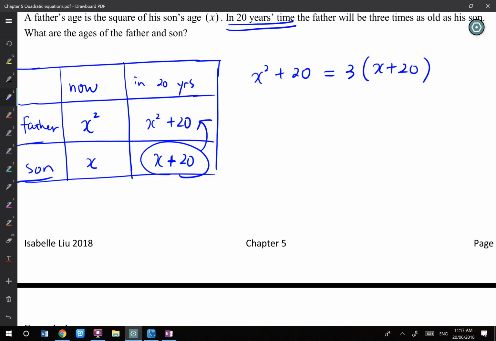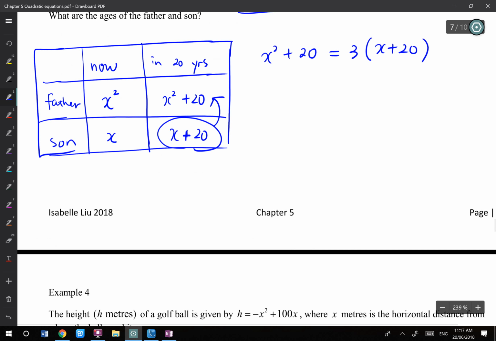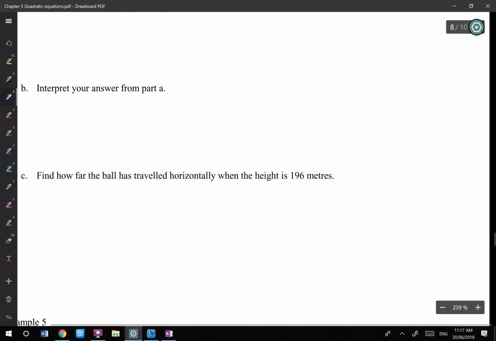Any questions for that? No? Okay, so you solve for that by yourself. Let's look at the next one.